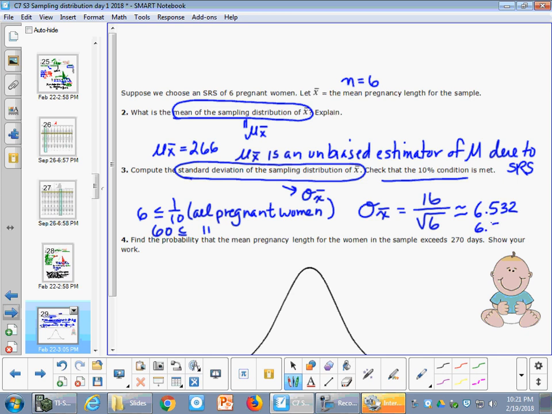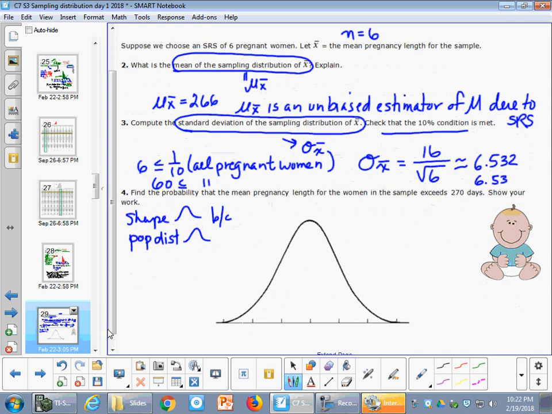And I'll just use 6.53 when we get down to the other. All right, it didn't ask us to check the shape, but I know that the shape of this sampling distribution is approximately normal because the population distribution was approximately normal. So now we're going to do what's the probability that 6 women would exceed 270 days.